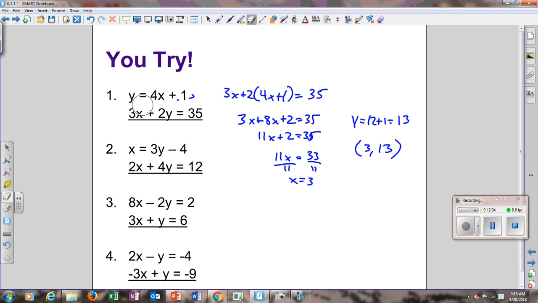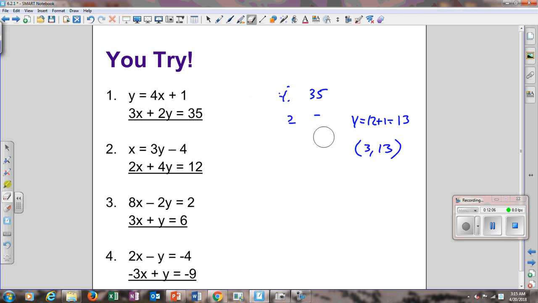Okay, number 2. What will we plug in? Well, we have x by itself already, so we're going to plug that into the second equation. This will be 2.